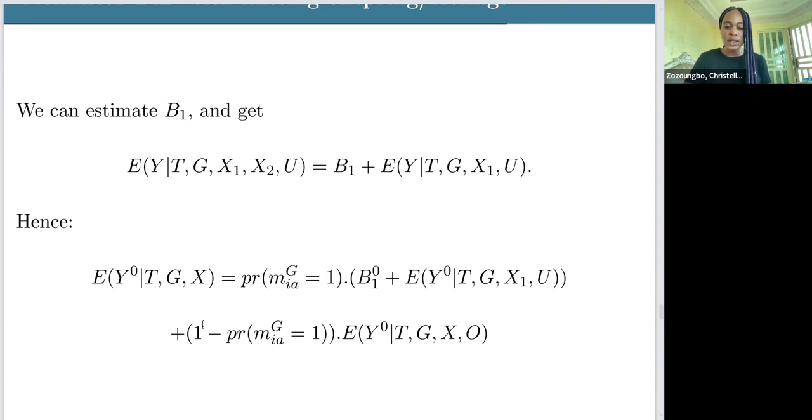That's why in the next step, I'm trying to relax that. But by doing it, I will lose point identification. And so I have to rely on partial identification for the treatment effect. Do you have any questions before I move?